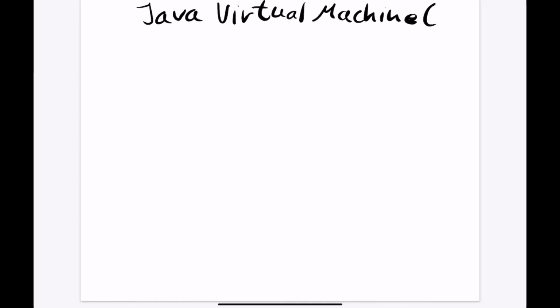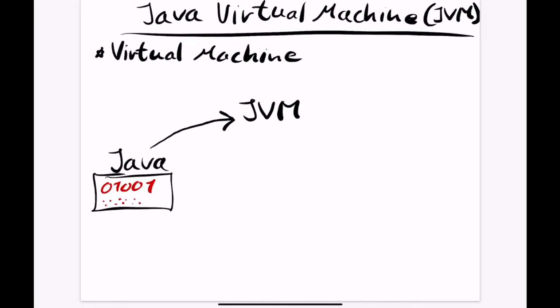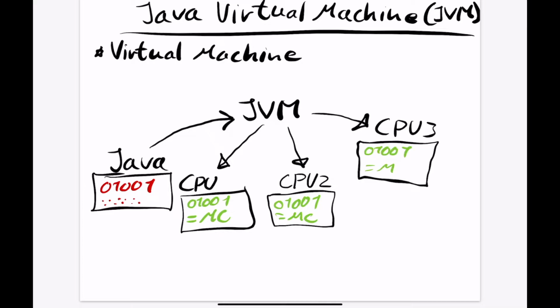Java Virtual Machine, or JVM for short, is also a virtual machine which allows for Java's bytecode to be translated into machine code for a given processor. JVM, therefore, enables Java programs to be run on different CPUs without having to rewrite or edit code.